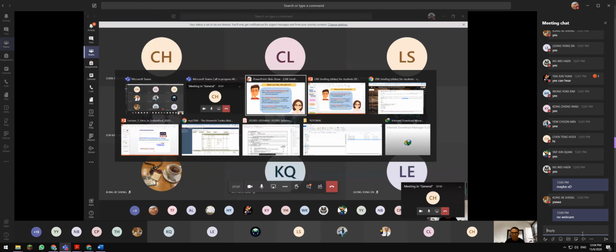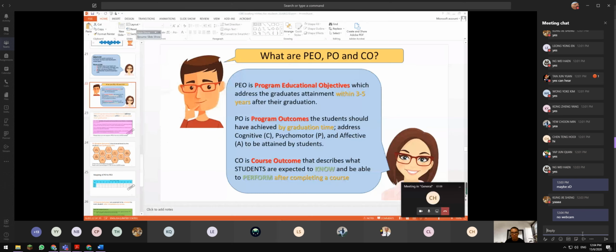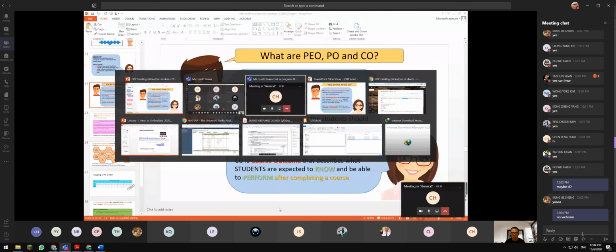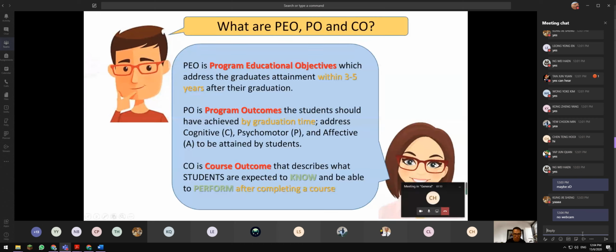Okay. So, as usual, this is a university requirement. So we still have to go through all this definition of PEO, PO, and CO. I believe most of you are quite familiar with all of this, but these are the rules. I'm assigned to briefly go through this PEO, PO, and CO. So I believe most of you know what a PEO is. PEO is program educational objectives.